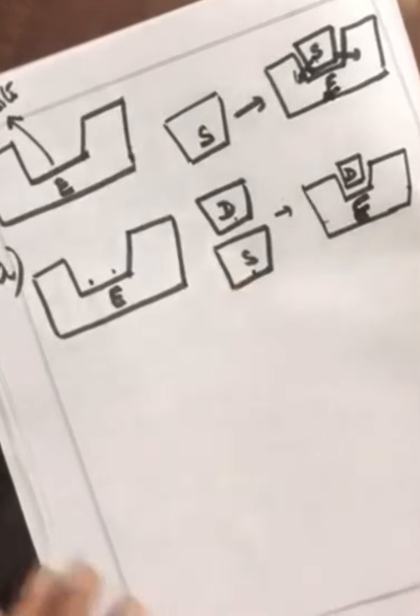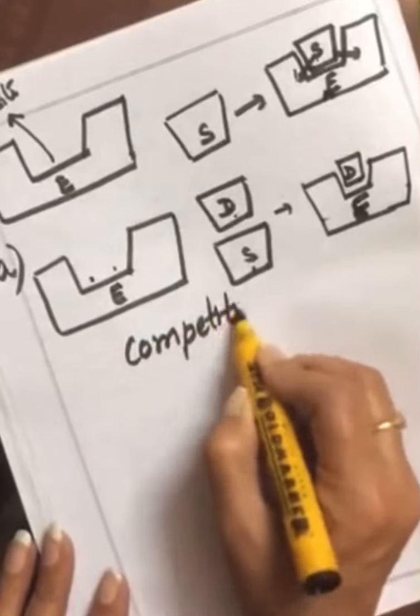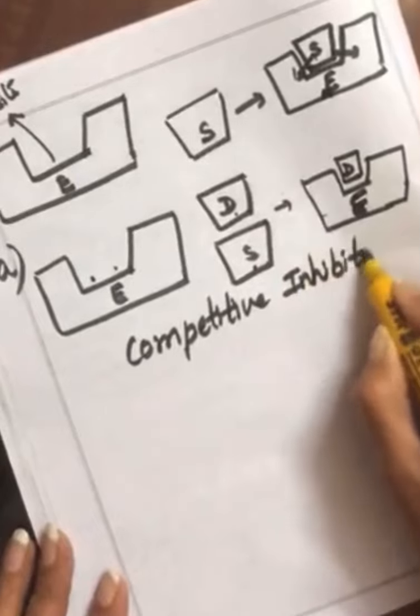These kinds of drugs that we use, which compete with the substrate, are called competitive inhibitors.